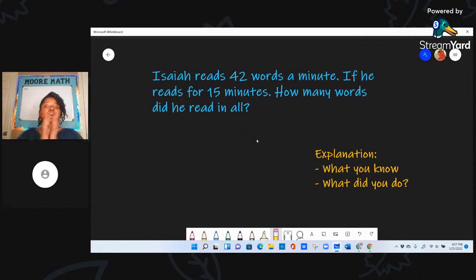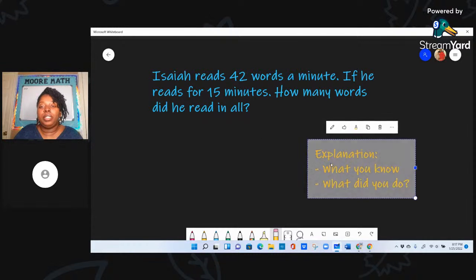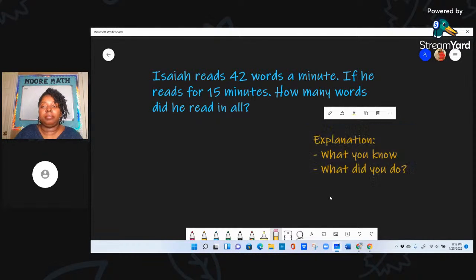Isaiah reads 42 words a minute. If he reads for 15 minutes, how many words did he read in all? So first tell me the answer. 14. 42 minus 15.